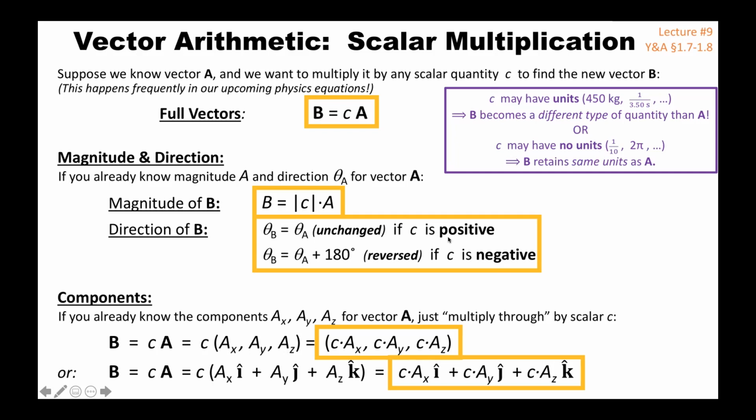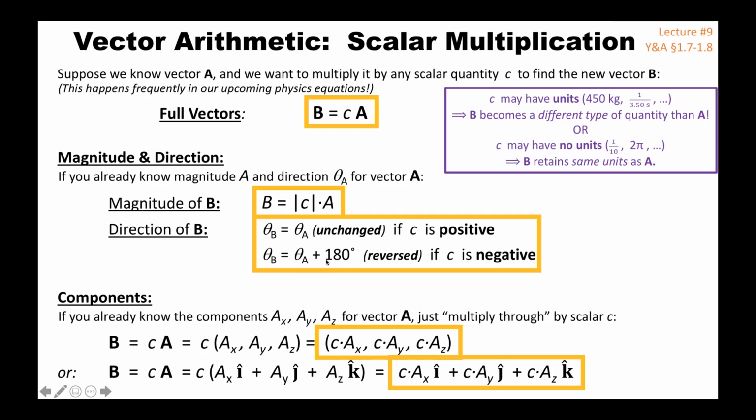Then what is the direction of the new vector? Well, if the scalar you're multiplying by was positive, then the new vector B has the same exact direction as the old vector A. Okay, so in other words, multiplying by a positive scalar does not rotate the vector at all. On the other hand, if the scalar you're multiplying by was negative, then the new vector is going to be exactly reversed from the old vector.